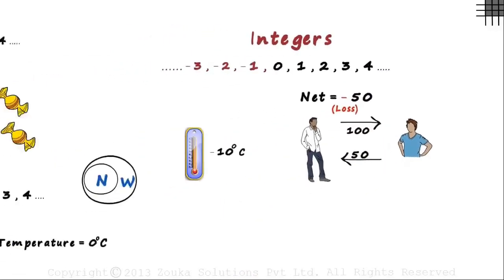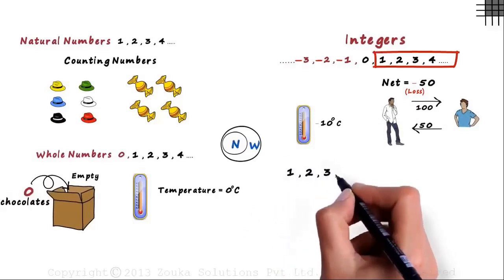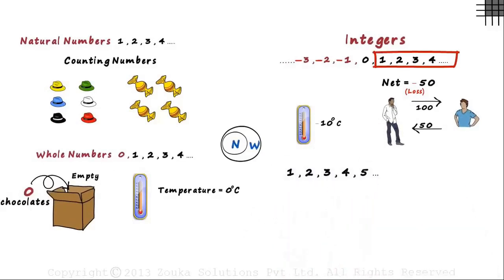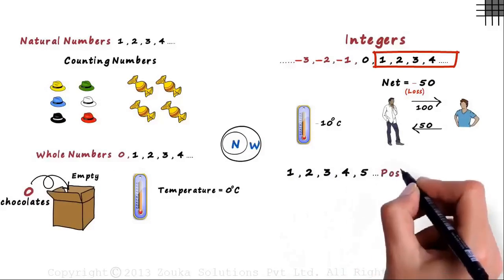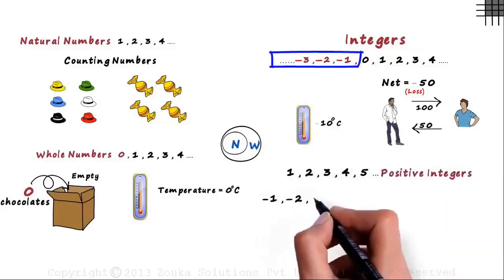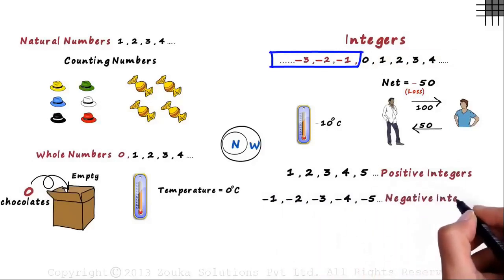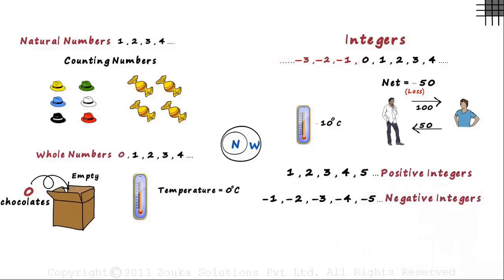We zoom out slightly to understand another interesting concept. The numbers 1, 2, 3, 4, 5 and so on are called positive integers, and the numbers -1, -2, -3 and so on are called negative integers. We can also define natural numbers as positive integers. Then what about 0? Well, it's neither positive nor negative.